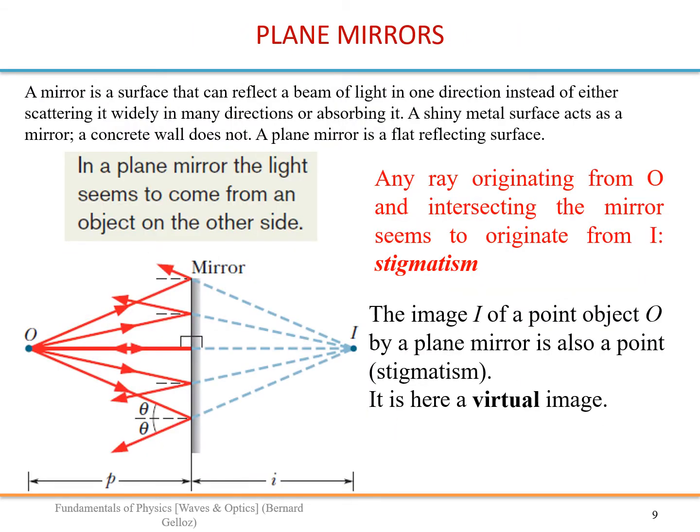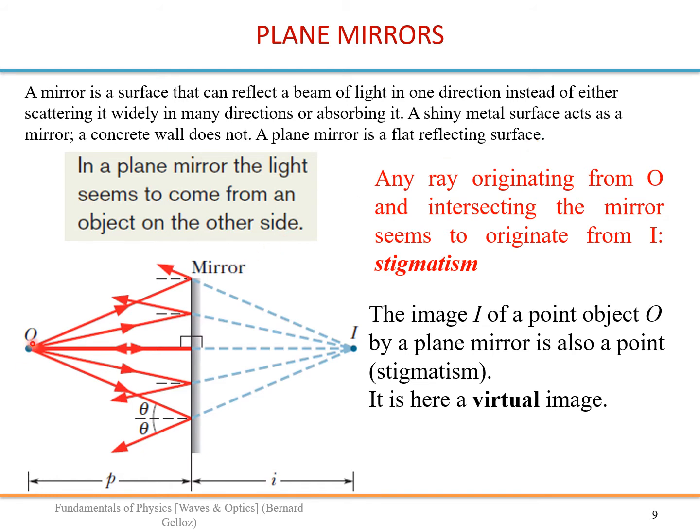So in this slide we have a better definition of a mirror. It's a surface that can reflect a beam of light in one direction. Okay. So for example, you take this point O, you have a beam of light here. It is reflected in one direction because the interface is smooth. So this is not the case for example with a concrete wall.